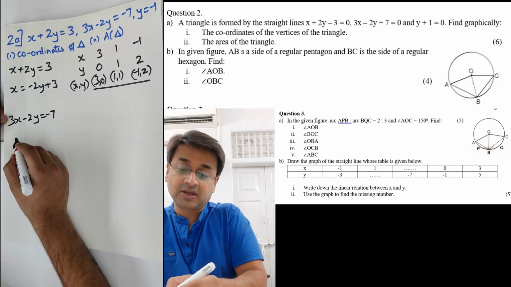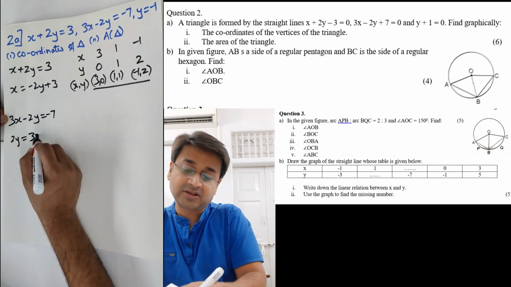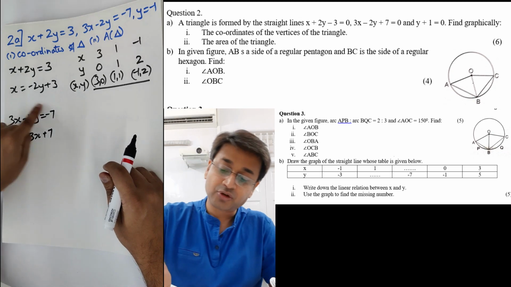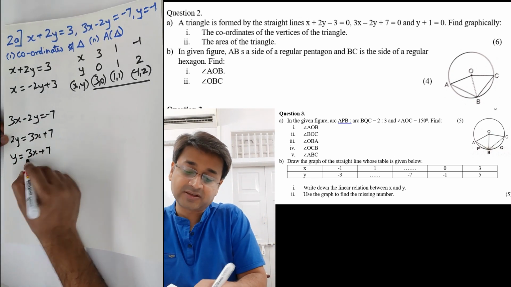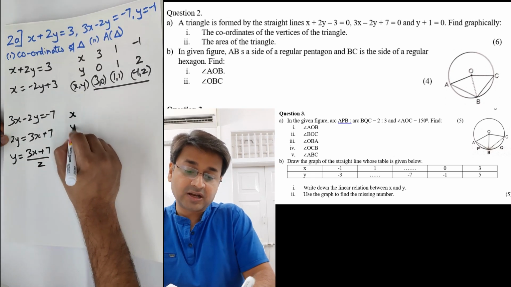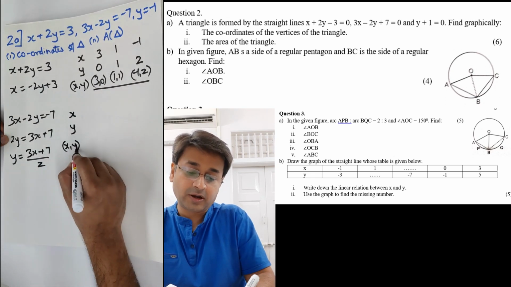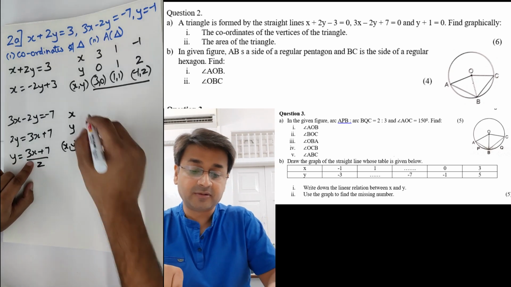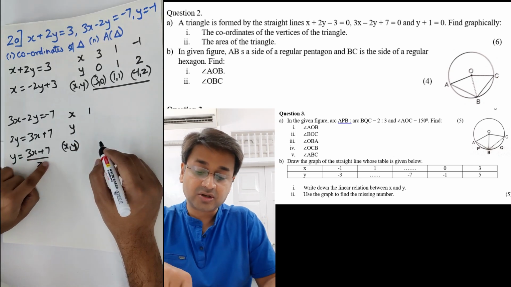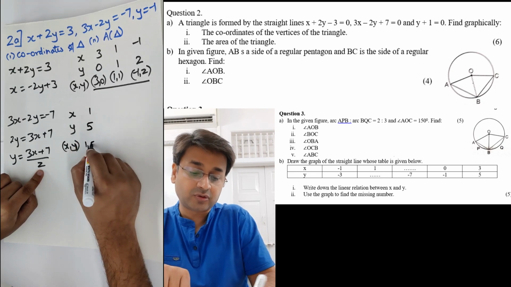This time I'm making y as the subject, so 2y is 3x plus 7. I push 3x to the other side, so y becomes 3x plus 7 by 2. So again x comma y. If I take x as 1, it will become 10 divided by 2, possible. So x is 1, so 10 divided by 2 will be 5, so 1 comma 5.